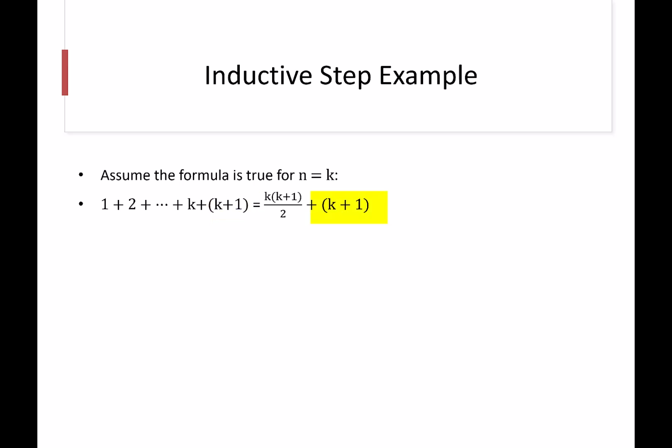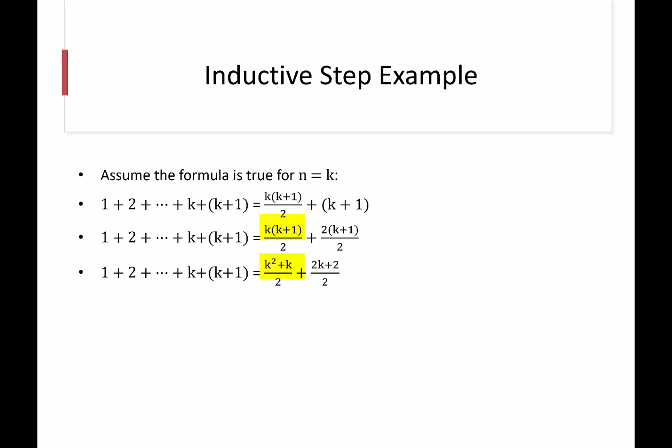On the right side, we can start by making k plus 1 into a fraction with a denominator of 2. That means we have 2 times k plus 1 over 2. Because we have a common denominator, we want to put these two terms together. Before we do that, let's distribute the k to the k plus 1. That gives us k squared plus k. We can also distribute the 2 to the k plus 1 to get 2k plus 2. Adding the numerators together gives us k squared plus 3k plus 2. Notice we're leaving the left side alone and we're only working on the right side.